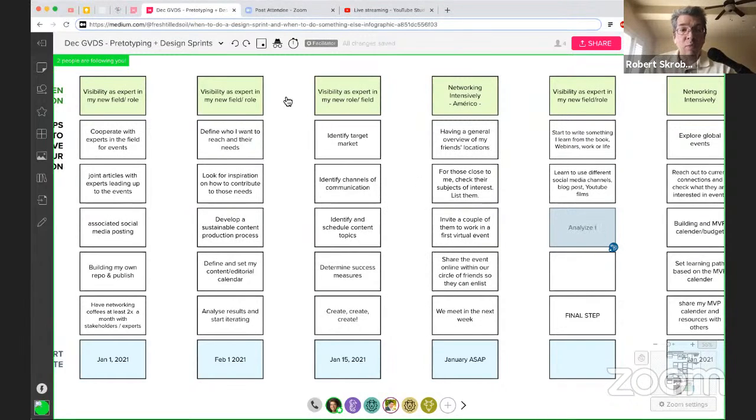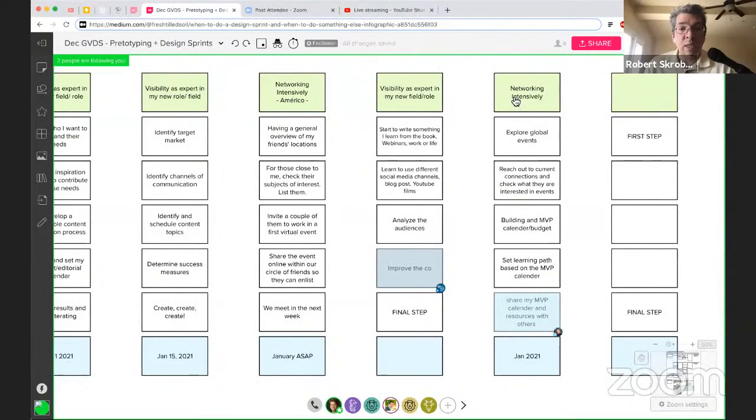Same thing when we go back to visibility as an expert. This person says they want to identify the target market, the channels of communication, and schedule content topics. So a lot of exploring the space to see what makes sense, determine the success measures and how they want to measure whether or not their efforts are successful, and then go for it. That's going to be in the second week of January. So they plan, and then execute.